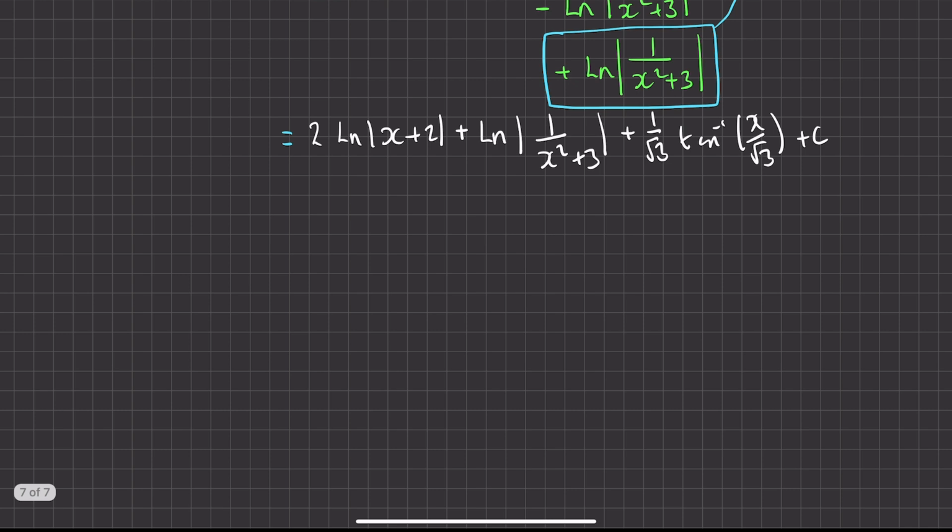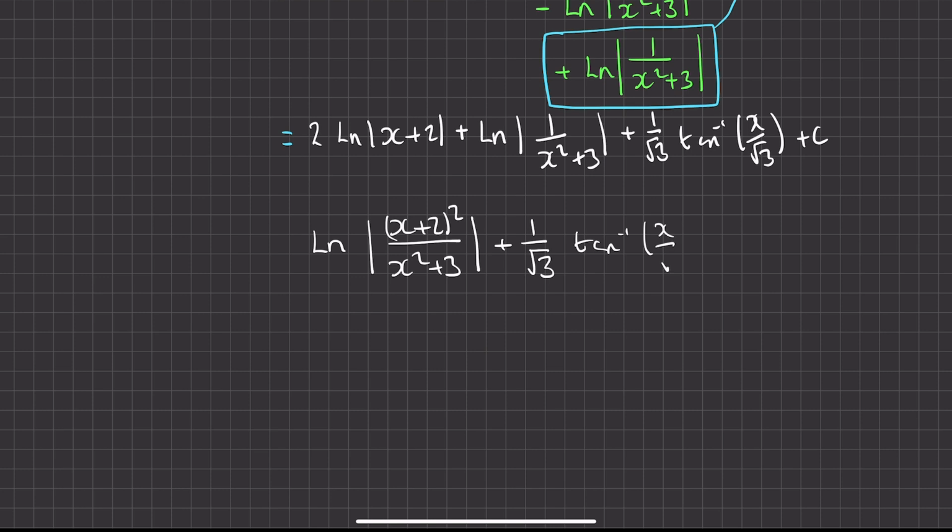So finally, we can use the rules of logs to move this 2 over to here and to put these two together using the multiplication rule. So we have a ln of (x plus 2) all squared over (x squared plus 3). So again, putting this 2 over to here using a power rule, and then multiplying these two together because they've got the same base of e. And then plus 1 over root 3 of arctan of x over root 3 plus the constant C.